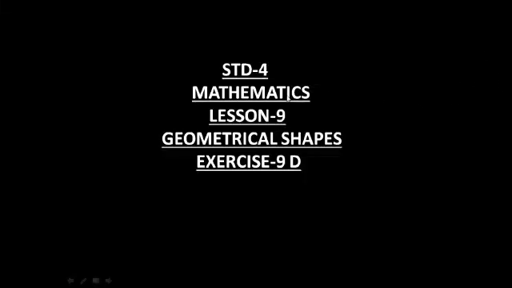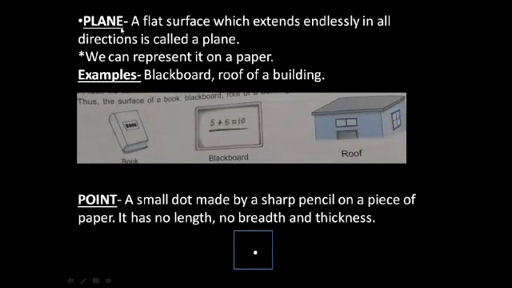Students, in Mathematics of Standard 4, in lesson number 9, Geometrical Shapes, we will do exercise 9D. First, we will see what is plane. A flat surface which extends endlessly in all directions is called a plane. We can represent plane on a paper. Likewise, for example, book, then blackboard, roof of a building. These all are the examples of plane.